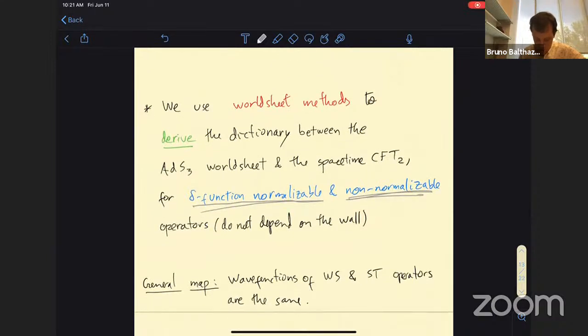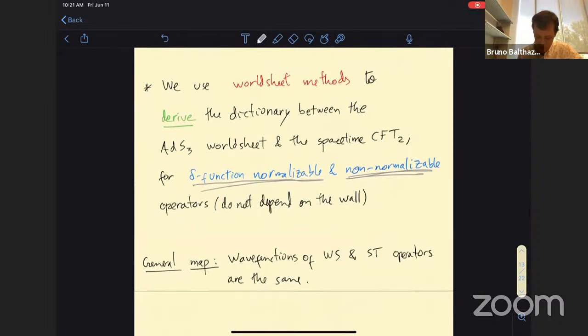So the precise mappings are kind of technical, so I'm not going to get into that. But the general idea is that essentially the way the mapping works is that the wave functions on the two sides of each description match each other, as you'd expect.